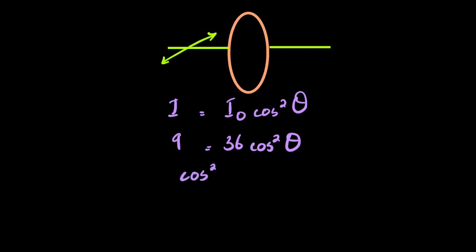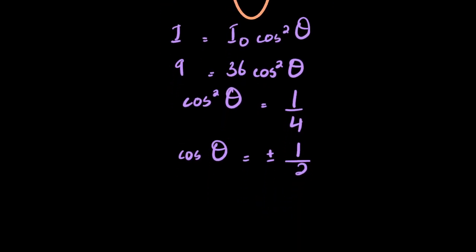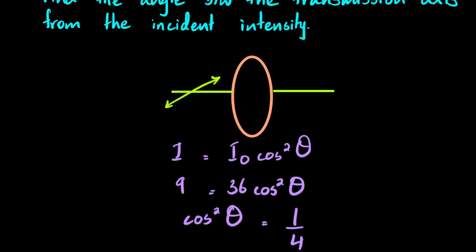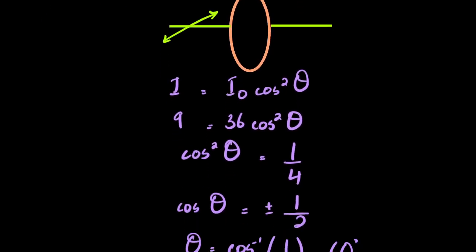So cos squared theta is 9 upon 36, which is basically a quarter, and cos theta strictly speaking should be plus or minus half. But what you'll see is that in this one we really don't care about the positive or negative, because the cos of a positive angle or a negative angle is still positive, right? So this is what we are just concerned with. We can just ignore the negative sign for now. So theta would just be cos inverse of half, which is 60 degrees, right? So the angle between the transmission axis and the incident intensity is 60 degrees.